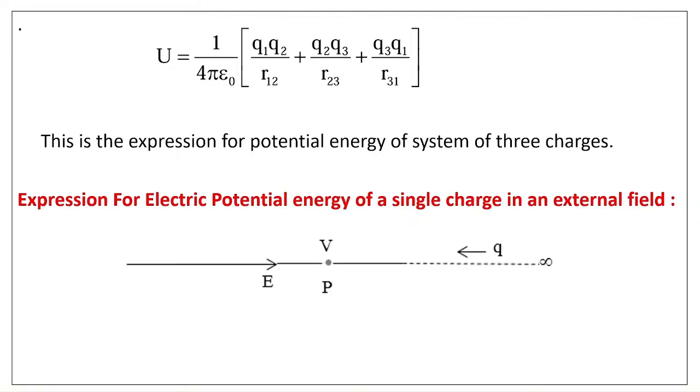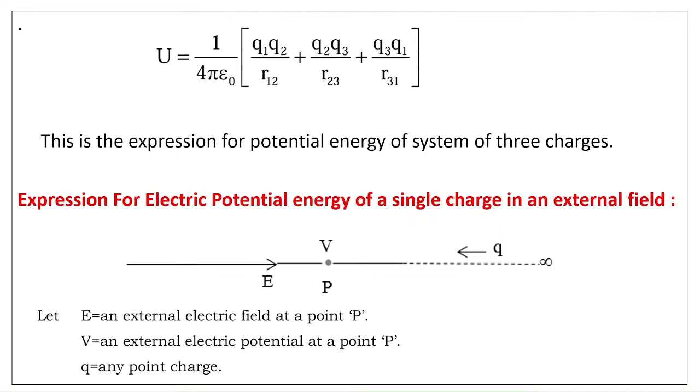From figure, imagine the charges Q1 and Q2 are initially at infinity. First, the charge Q1 is brought from infinity to the point A, and no work is done for this, because there is no electric field to oppose this charge. Let E be an external electric field at a point P. V is an external electric potential at a point P. Q is any point charge.